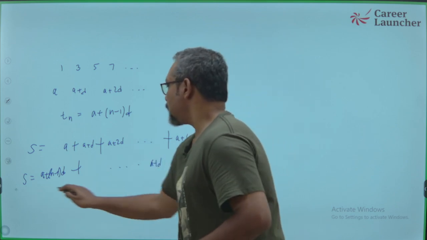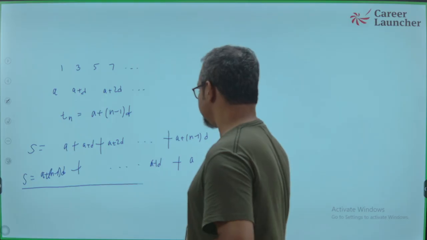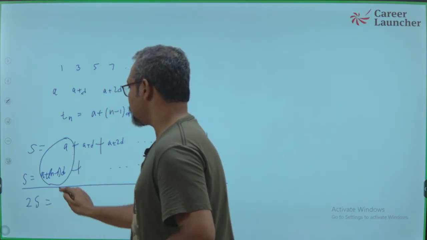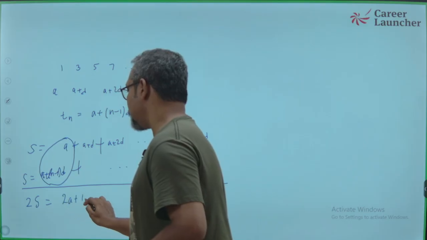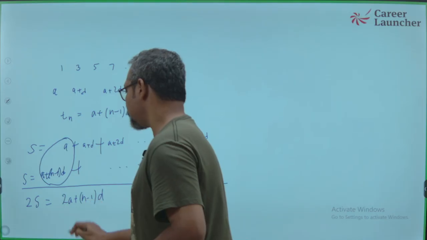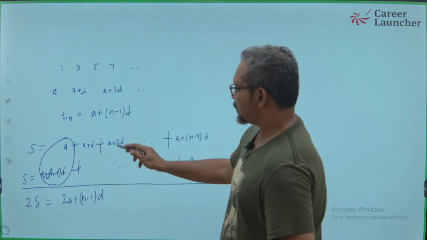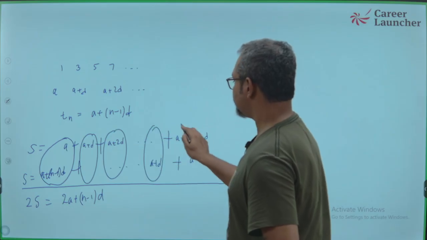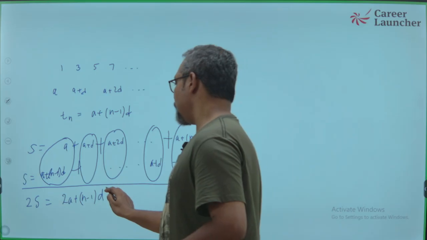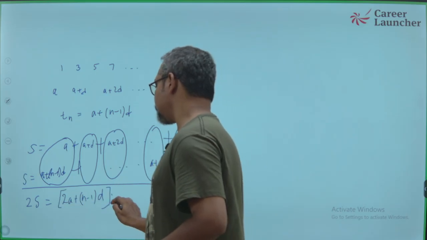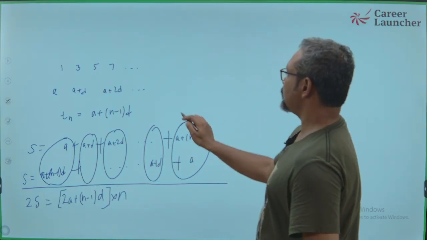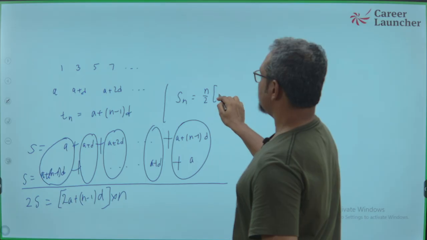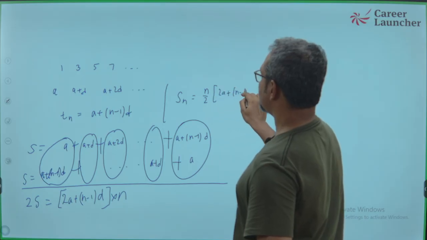And I add this, see what we get. 2S is equal to, so we add these two, that's 2A plus (n minus 1)D. And here also it will be the same, here also it will be the same. So this will come n times. And hence the formula for the sum of the terms comes out to be n over 2 times (2A plus (n minus 1)D).